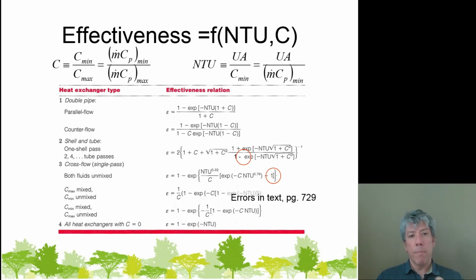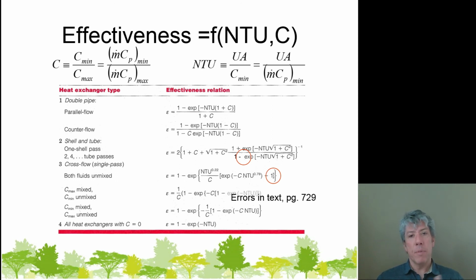I know for the both fluids unmixed, the cross-flow heat exchanger there, or one of them, they missed a square bracket after the 1, and it makes the equation somewhat ambiguous. You can't tell where there's supposed to be a square bracket before or after subtracting the 1. So it turns out it's supposed to be after the 1.